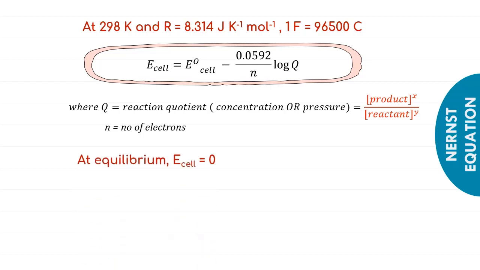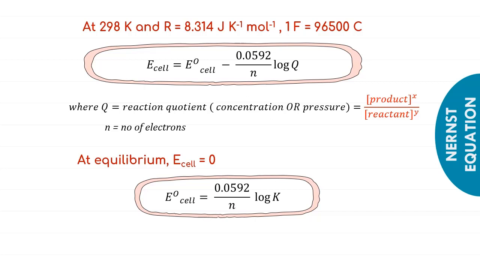At equilibrium, we know that E cell is equal to 0. Therefore, E naught cell is equal to 0.0592 over n log K, where K is the equilibrium constant.